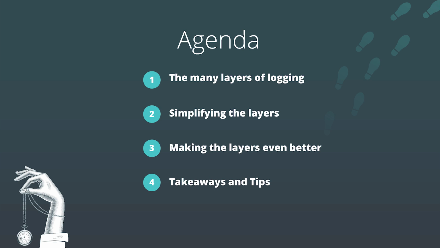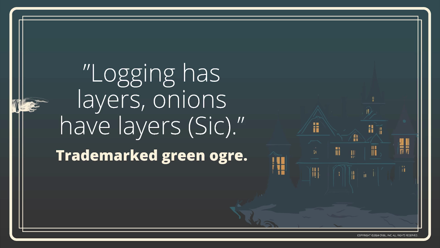Is that layers like lasagna? That's layers like an onion, John. Oh. And then we'll follow up with takeaways and tips. Layers like an onion, as a trademarked green ogre once said, logging has layers and onions have layers. They said something like that anyway.